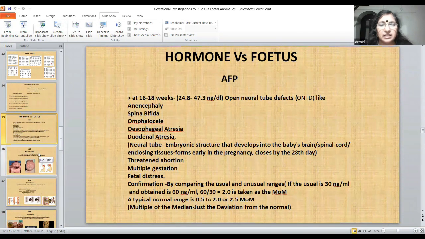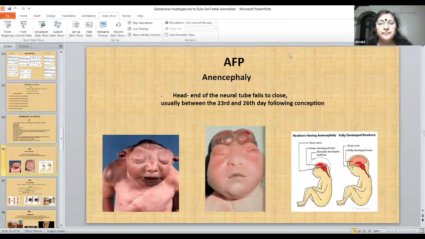That is anencephaly. I am describing anencephaly. If the mother has an abnormal alpha-fetoprotein level, the child may have anencephaly. The head end of the neural tube fails to close. The first portion of the neural tube fails to close, and it will cause anencephaly. Usually between the 23rd and 26th day following conception, it should be closed.